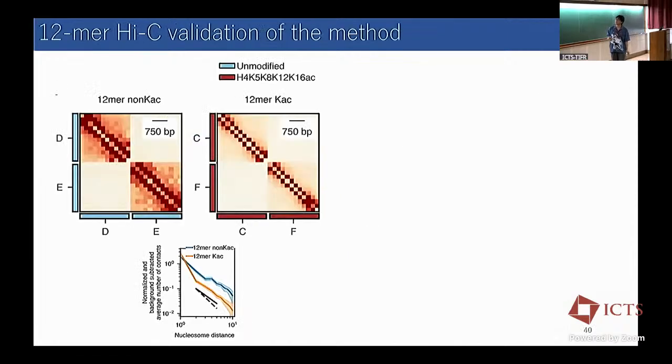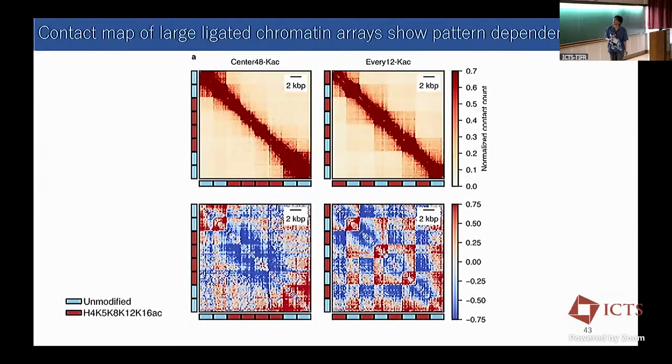So this is for the in vitro sequences with 12-mers. You can see that there is high contact between the intramolecules, and across molecules you have no signal. So that's a benchmark, it's working. And then we apply that to the 96-mer, the large structures.